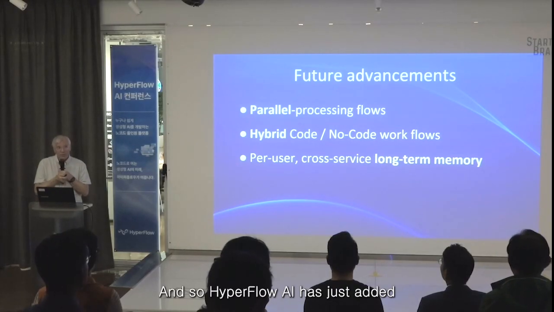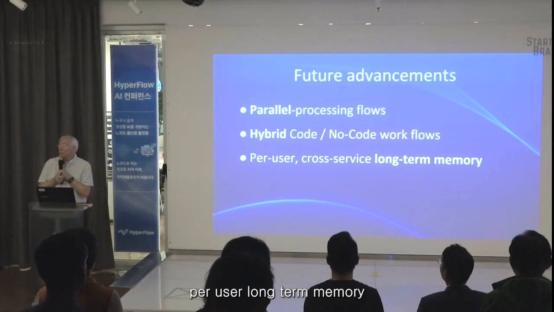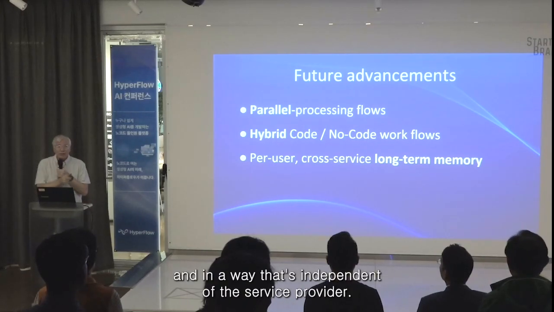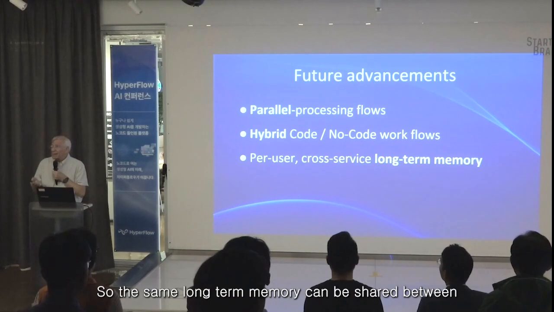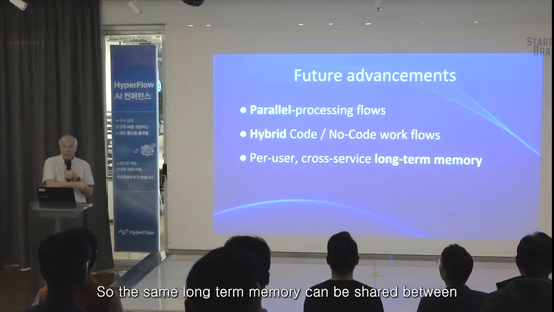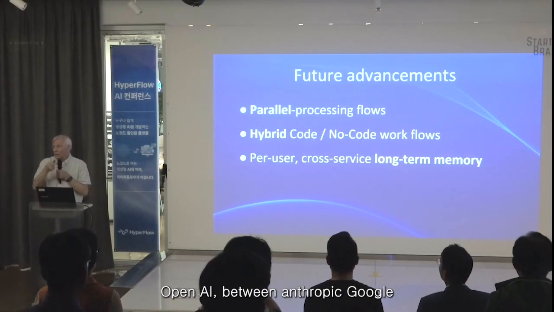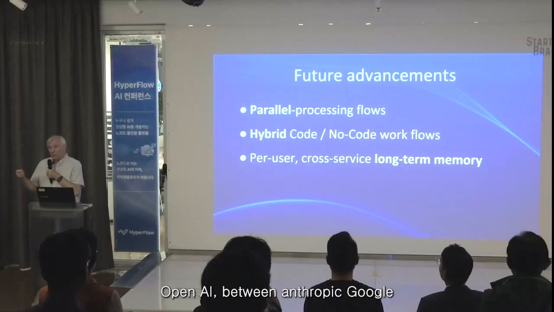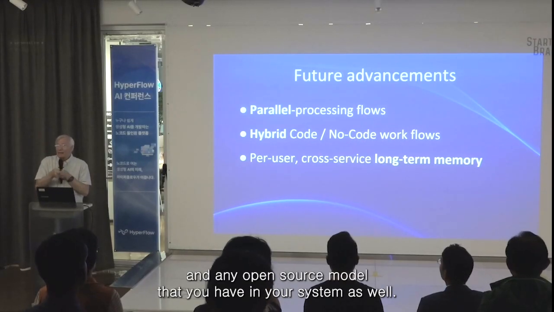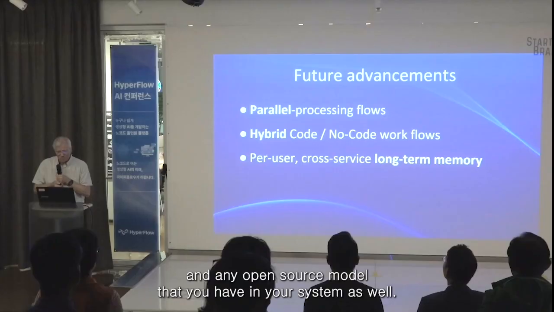And so HyperFlow AI has just added per user long-term memory, and in a way that's independent of the service provider. So this same long-term memory can be shared between OpenAI, between Anthropic, Google, and any open source models that you have in your system as well.